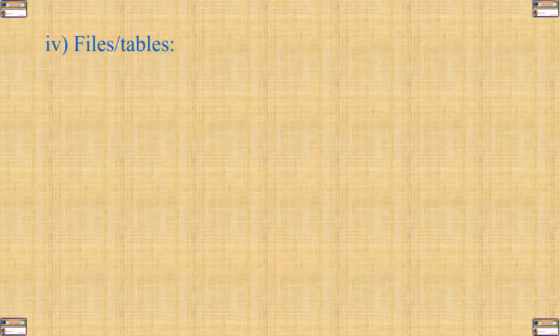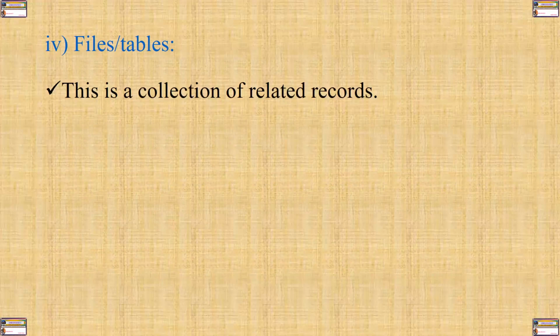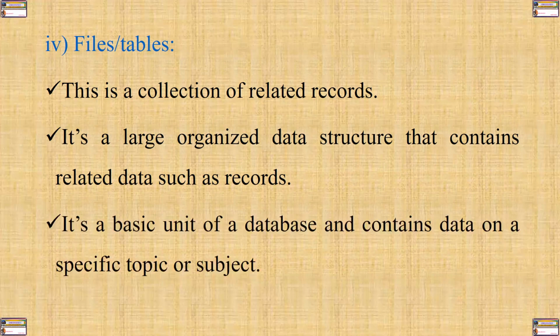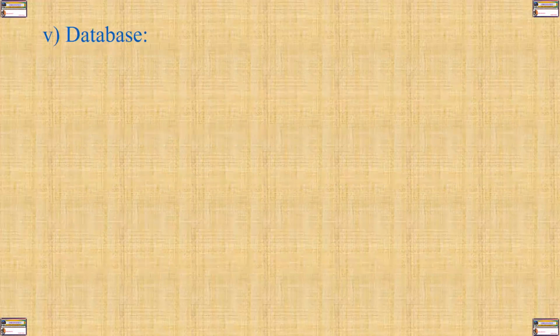Then the fourth is files or tables. A file or a table is a collection of related records. It is a large organized data structure that contains related data such as records. It is a basic unit of a database, and it contains data on a specific topic or subject.